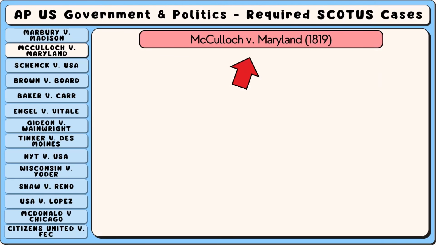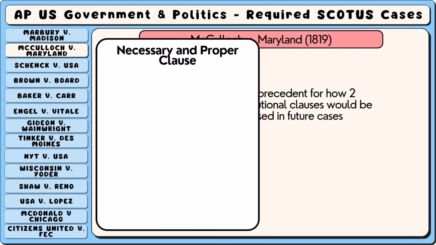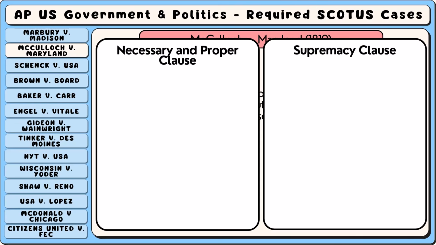Our next required Supreme Court case is McCulloch versus Maryland. This case is significant because it set precedent for how two clauses would be used in future cases: the Necessary and Proper Clause and the Supremacy Clause.